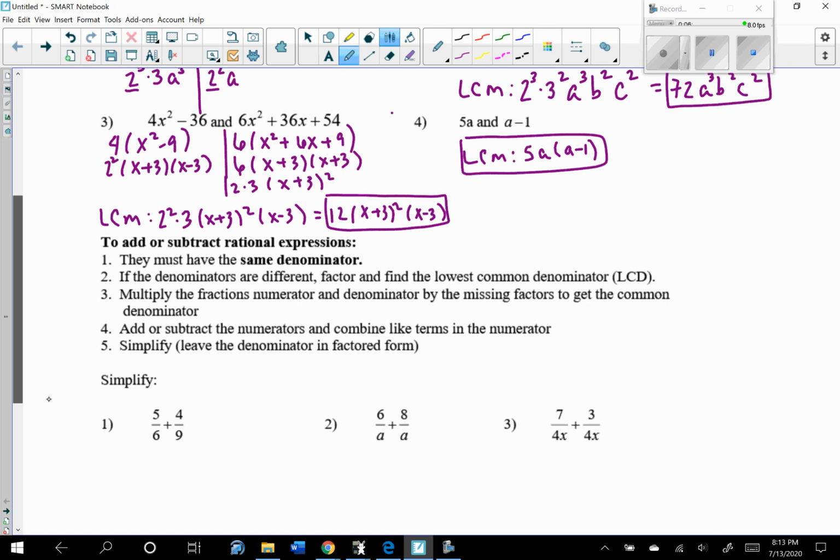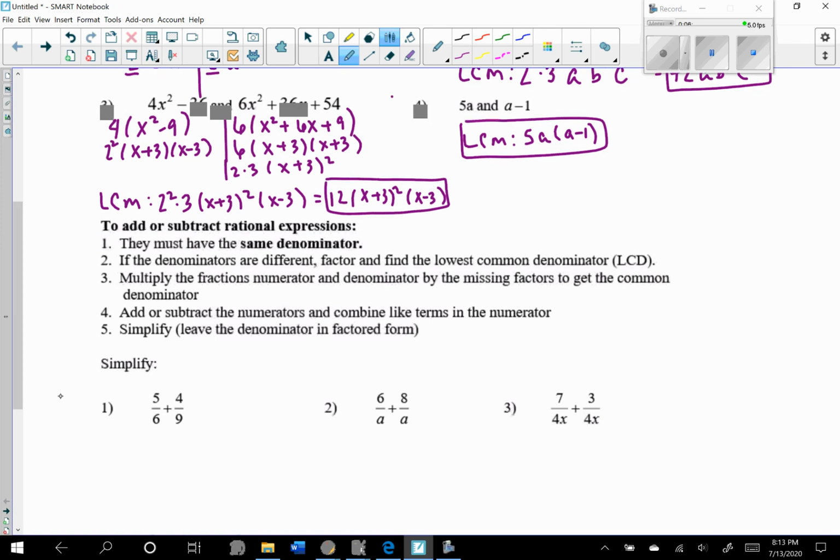So now we're going to apply this to add or subtract a rational expression. To add or subtract a rational expression, remember you must have the same denominator. If the denominators are different, we want to factor and find the lowest common denominator, LCD, which is similar to finding the least common multiple. Multiply the fractions' numerator and denominator by the missing factors to get the common denominator, and then add or subtract the numerators to combine like terms in the numerator, and then we are going to simplify and leave our denominator in factored form for now.